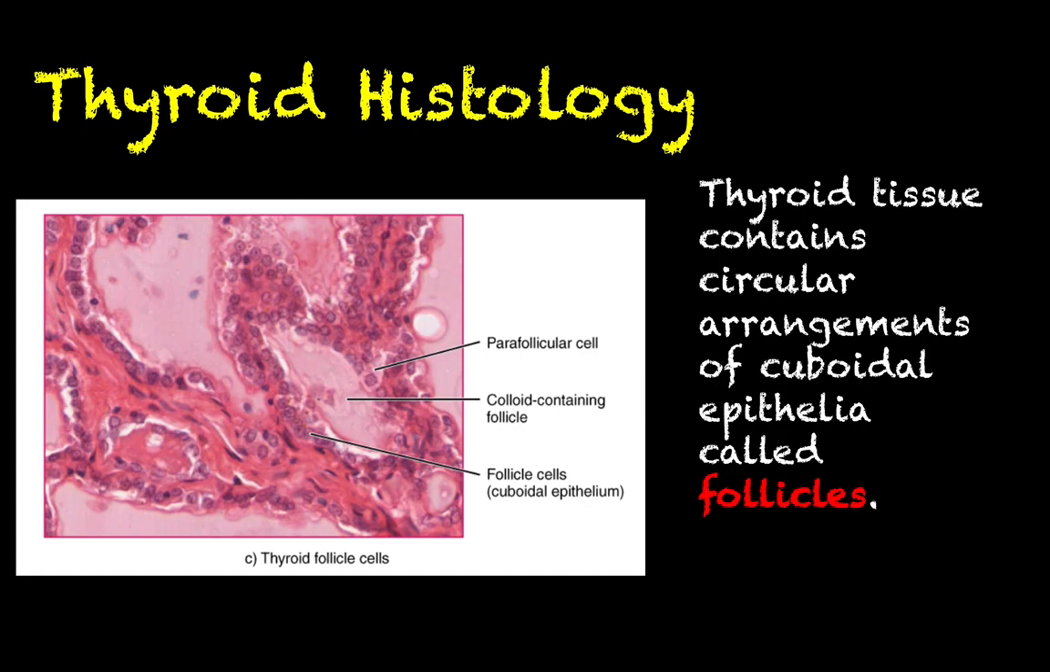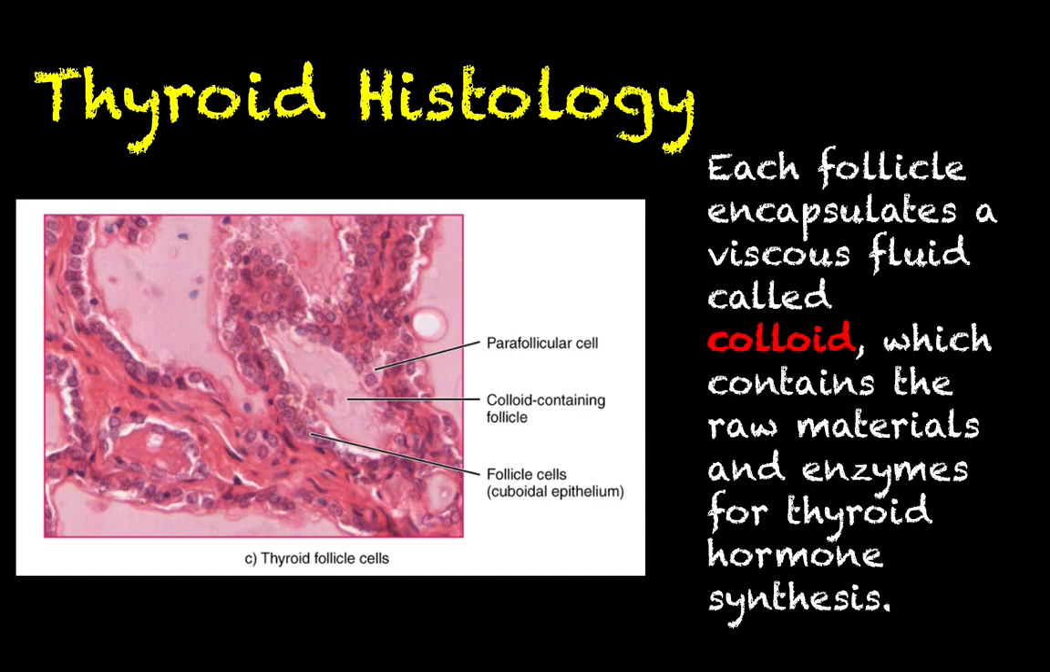So if we look at the thyroid tissue histology here, thyroid tissue contains circular arrangements of cuboidal epithelia, and these structures are called follicles. You can actually see one here, and then you can see the nuclei belonging to the cuboidal epithelia on the edges there. So each follicle encapsulates a viscous fluid, think of a jelly-like fluid called colloid, and the colloid contains the raw materials and enzymes that are necessary for producing thyroid hormone.